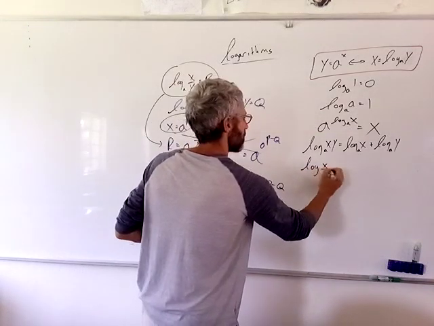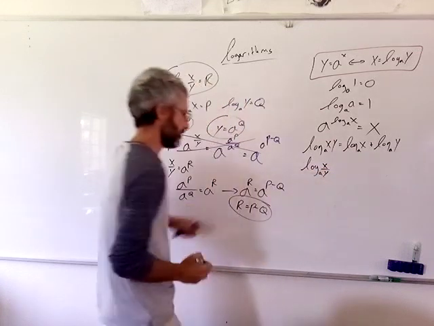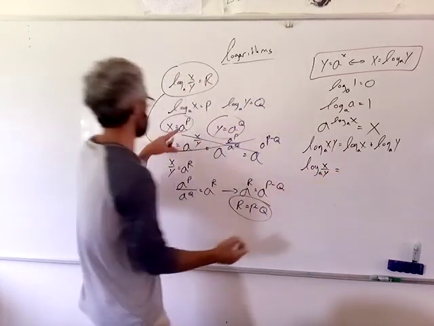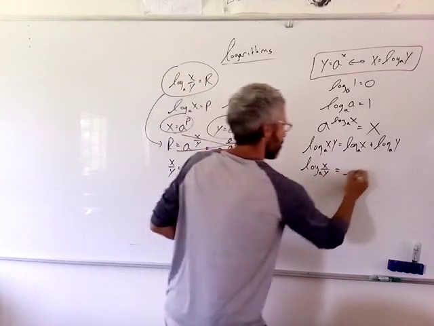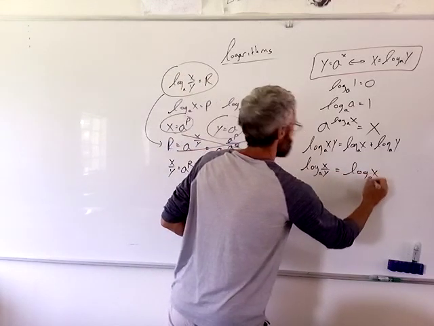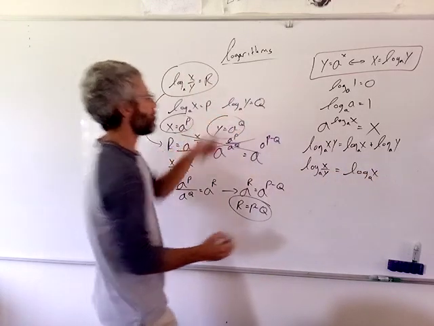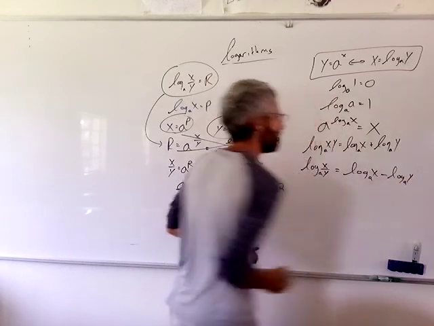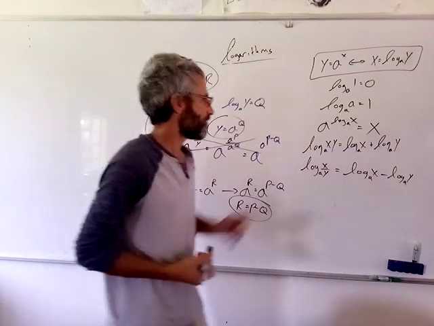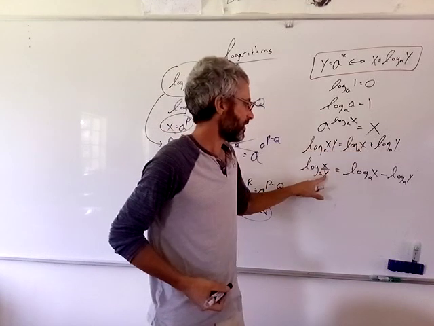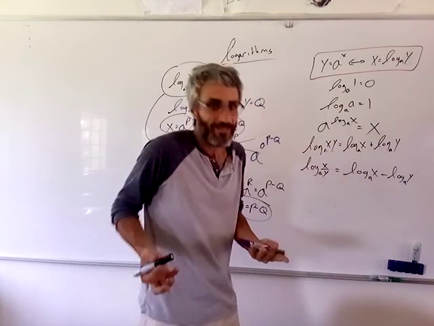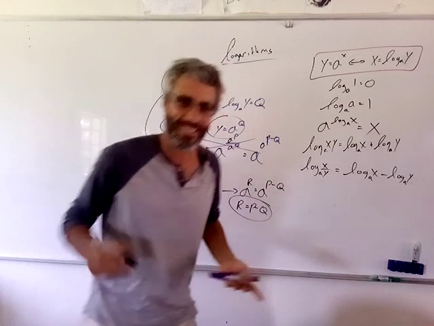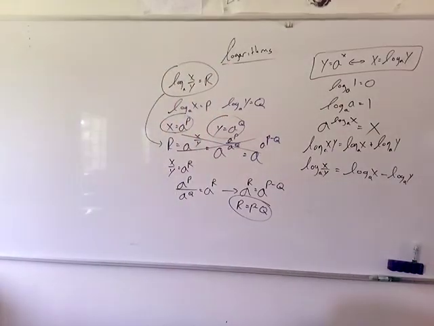Logarithm of x over y, base a. What is P over here? Log x base a. And what is Q? Minus log y base a. Kind of makes sense, right? If in multiplication we add, in division we subtract. It all comes from exponents. Okay, let's move on.